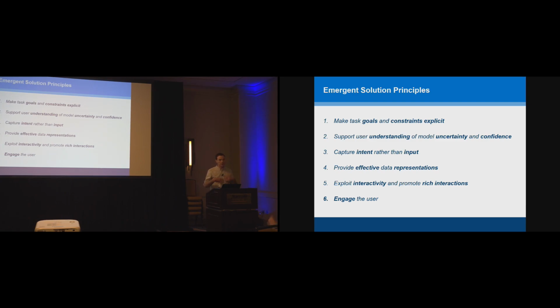It's hard for the user to construct an effective feedback cycle if they don't really know what they're trying to achieve. So support understanding of model uncertainty and confidence. So help people to understand why something is fragile. 3, capture intent rather than input. Where possible, build the interface and interaction such that intent is captured rather than just input. So, I mean, obviously that can be difficult.